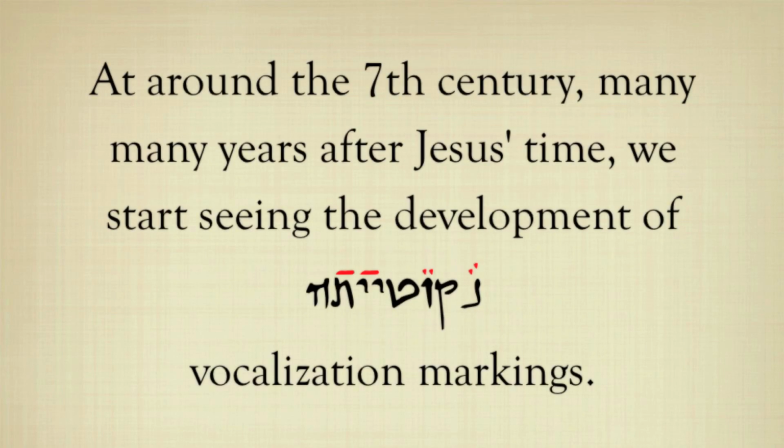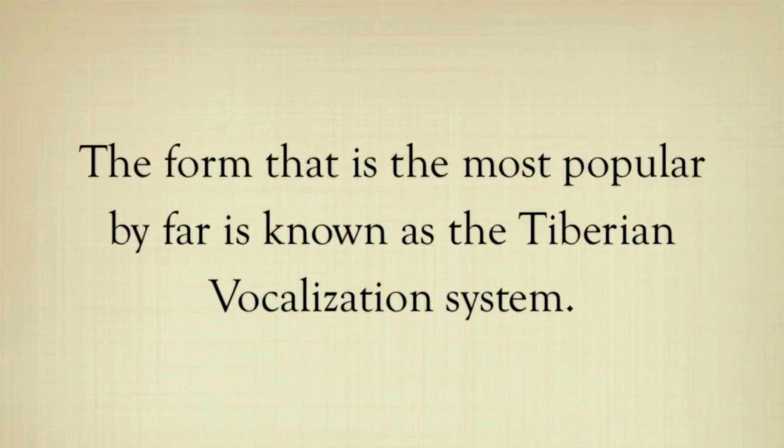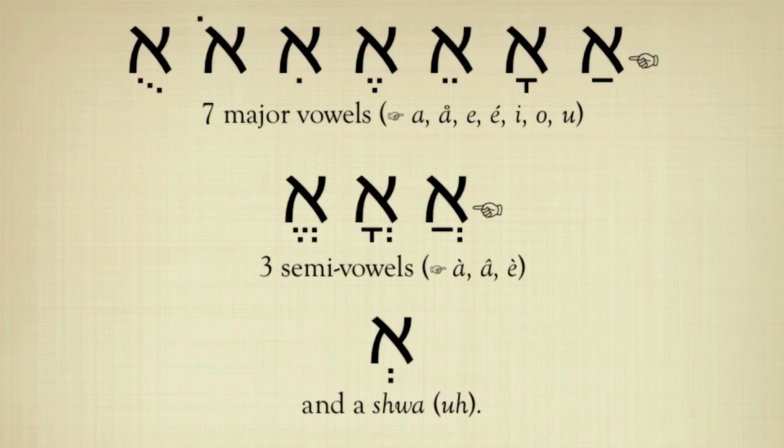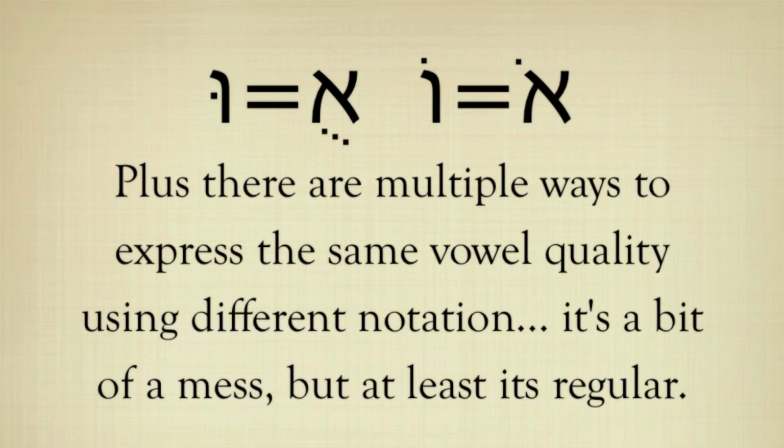At around the 7th century, many years after Jesus' time, we start seeing the development of Nekutyatha, vocalization markings. The form that is most popular by far is known as the Tiberian Vocalization system. Originally developed to vocalize Hebrew, it is sublinear, that is to say, mostly written below the letters, and was very exacting. 7 major vowels, 3 semivowels, and a schwa, which is an uh sound. Plus, there are multiple ways to express the same vowel quality using different notation for convenience sake. It's a bit of a mess, but at least it's a regular mess.